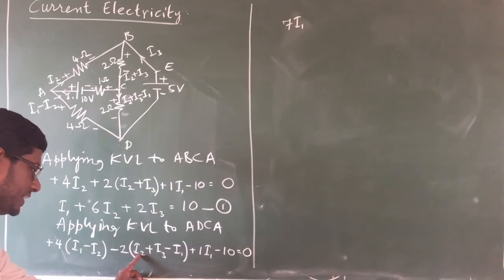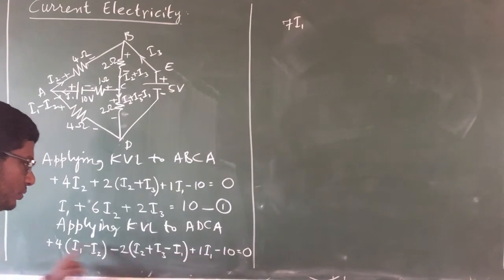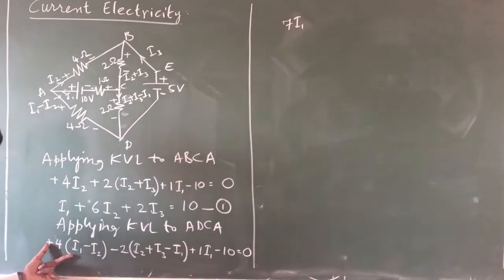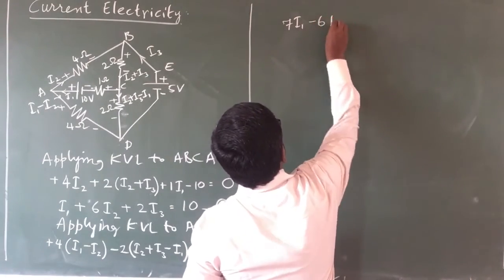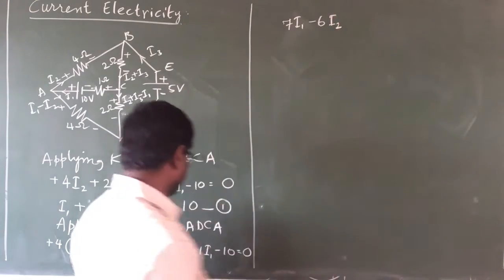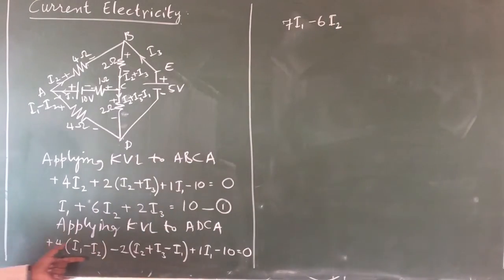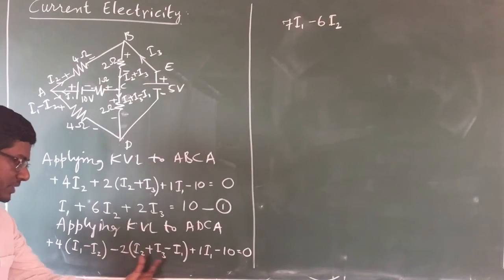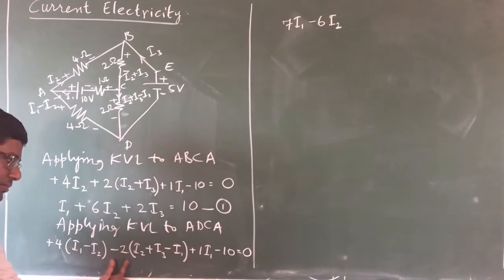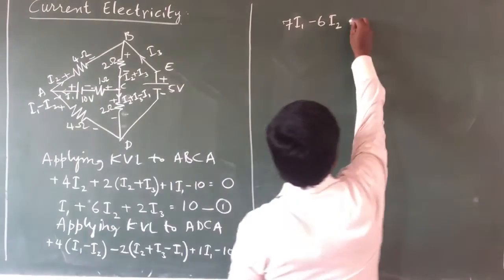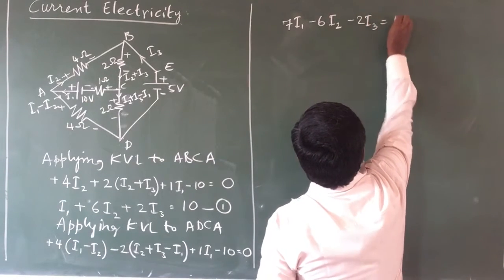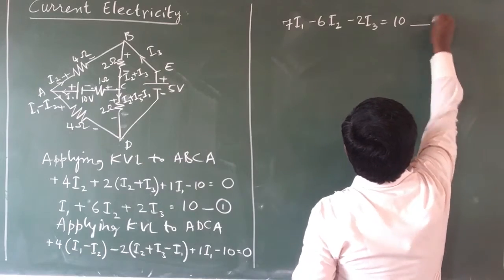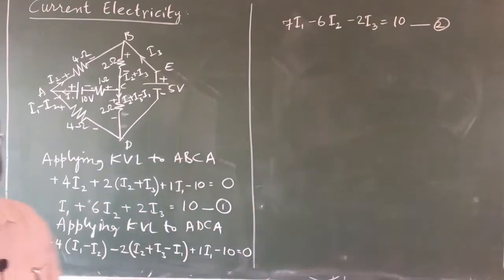Again there is a negative sign, so it will be 2 I2. There are no more I2 terms. So minus 4 minus 2. Totally it is going to become minus 6 I2. Then going for the I3 terms, there is only one I3 term that is going to be multiplied by this minus 2. So it will be minus 2 I3 equals 10. So this will be my equation number 2. I think this was my equation number 1.